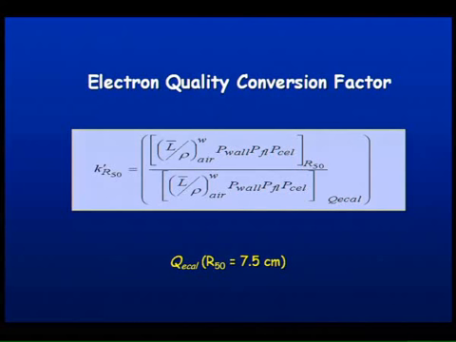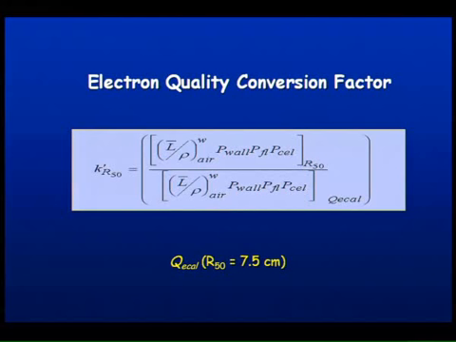There are a couple of chambers in the protocol, I'll show them later on, the Marcus chamber and the Capintec chamber. Those were not well guarded, so they had a value for the fluence corrections, and so there are two separate curves for KR50 prime that were calculated for those two chambers.